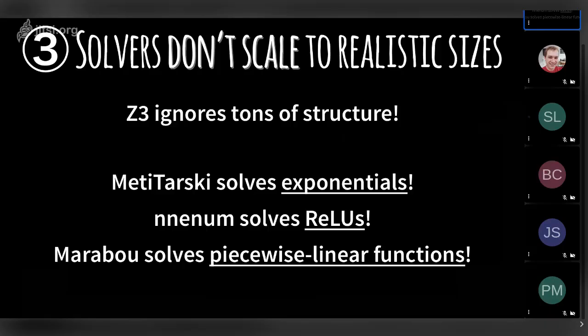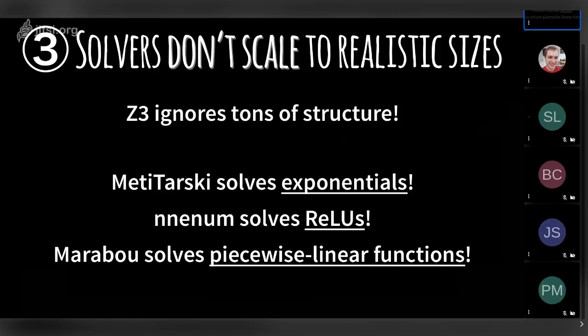And that's probably in part because, I mean, it's obviously because it's a very difficult problem, but it's worsened by the fact that Z3 tries to solve a much, much more general problem than we need, really. And in doing so, it ignores tons of structure. And there are lots of solvers out there which fit our domain much better. So honorable mentions go out to Metitarsky, which adds in support for exponential functions. Unfortunately, the documentation for Metitarsky mentions that past 9 variables, there's no chance of ever getting an answer.